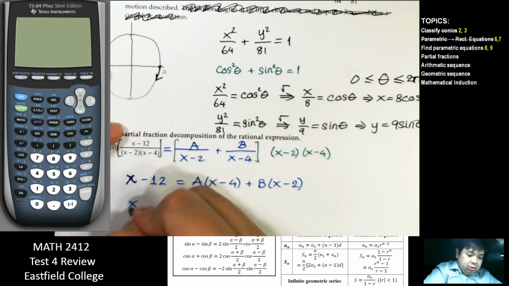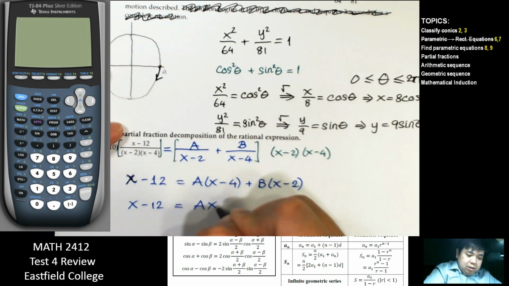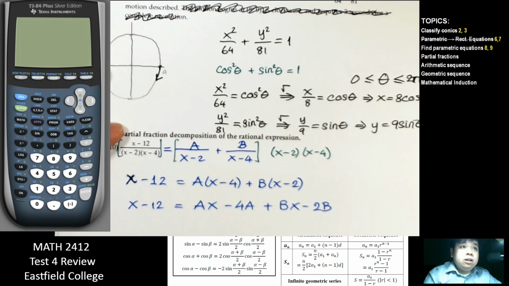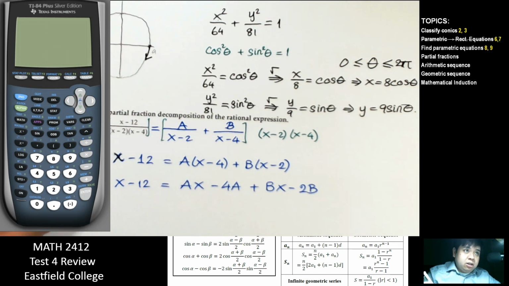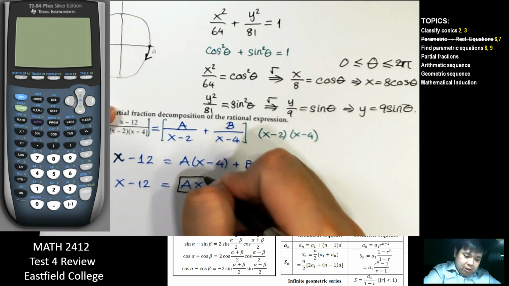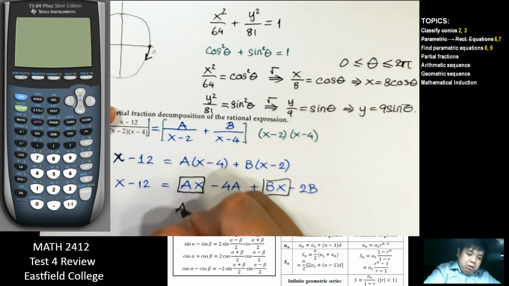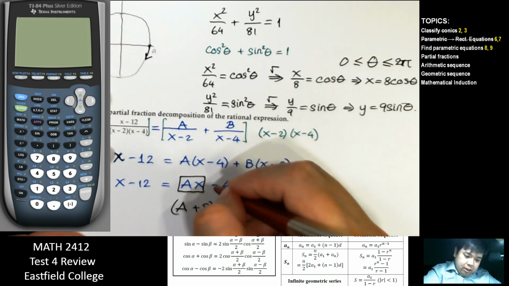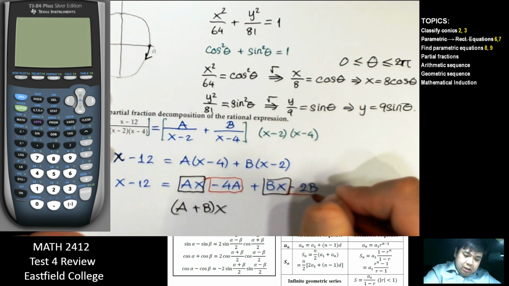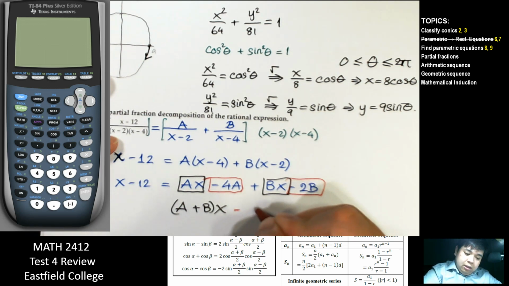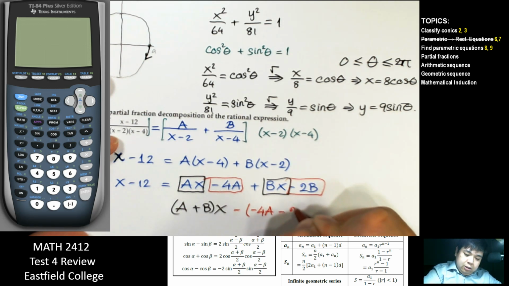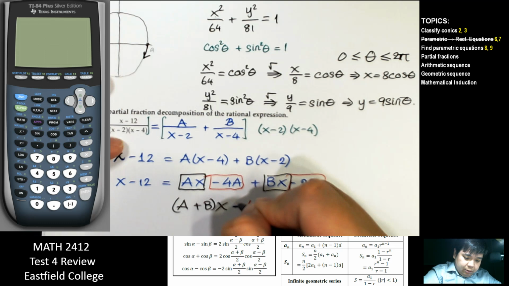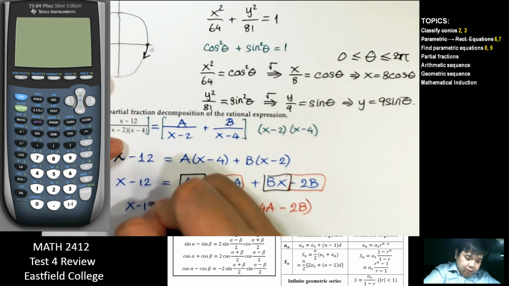Multiply it out: Ax minus 4A plus Bx minus 2B, and then group the coefficients of x. We have A plus B where we factor out an x, right. So like that.